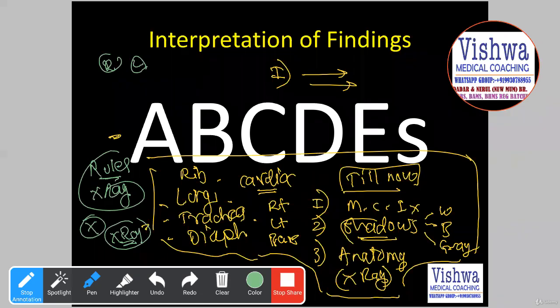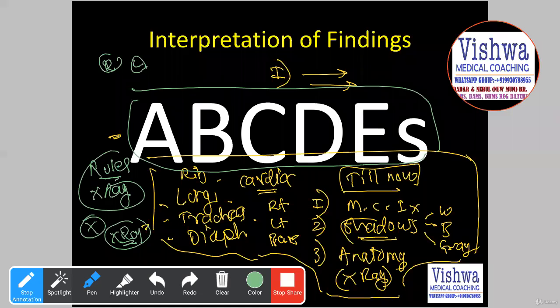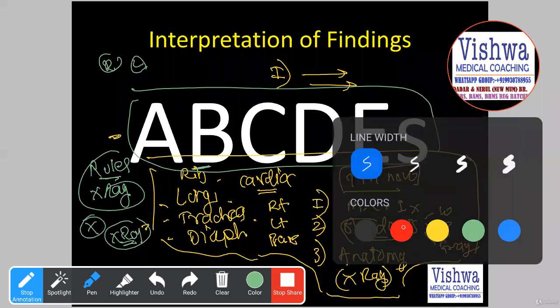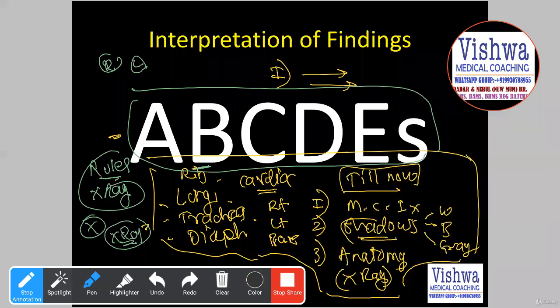And then we have something called the ABCDE of the X-ray. Now, what is that ABCDE? Of course, we have learned ABC during emergency medicine, if you remember: airway, breathing, circulation, and all those things in emergency medicine. But we also have ABCDE in the case of X-rays. Now, what exactly are those ABCDE?